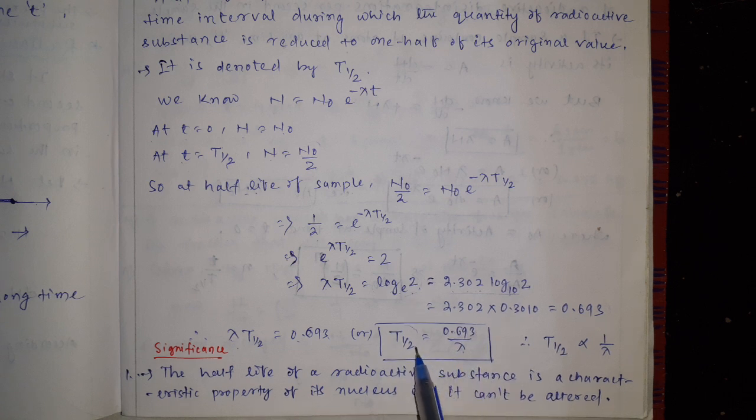That means T half is equal to 0.693 divided by the decay constant. So we can find the relation that T half is inversely proportional to the decay constant. Whenever the decay constant is larger, the half life of the substance is very small.